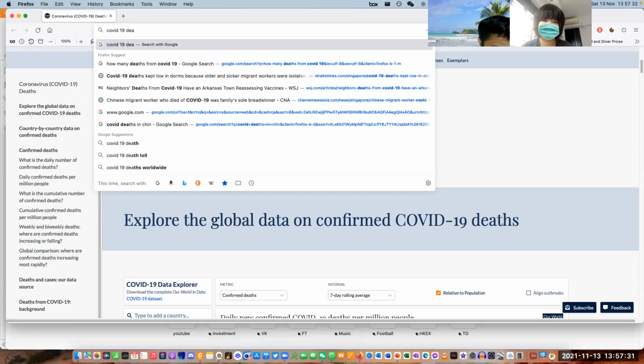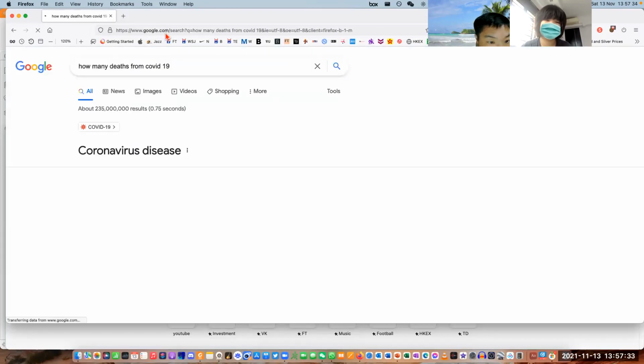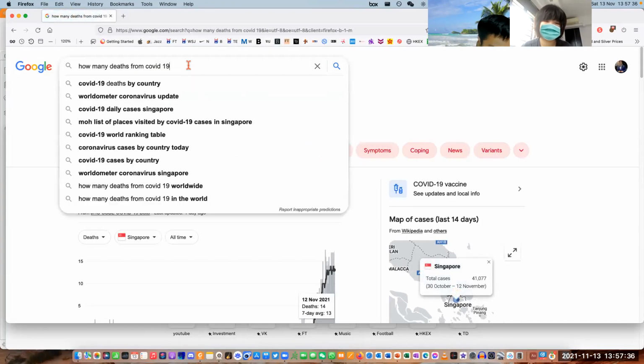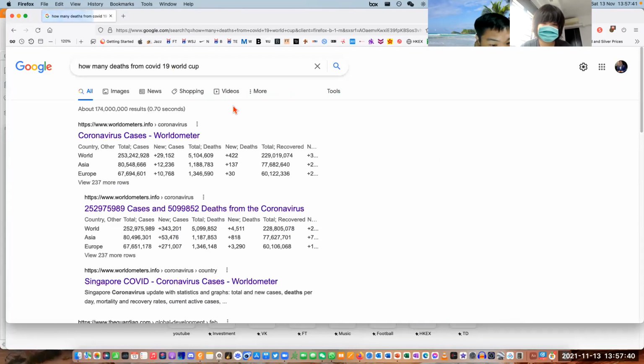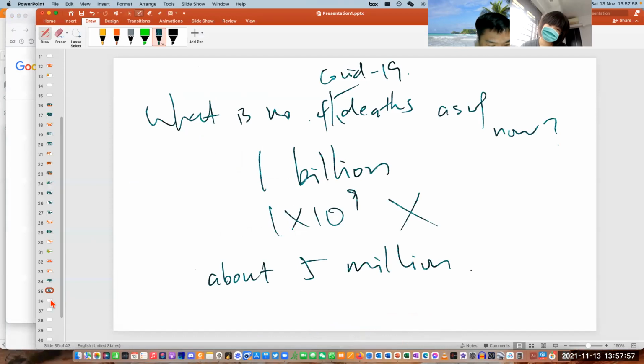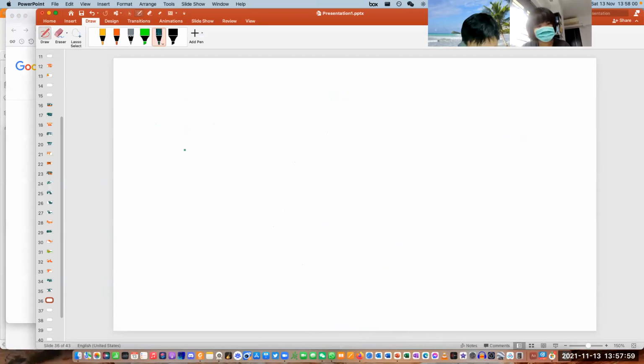COVID-19 deaths. So, do you know what happened at the Travis Scott concert? Yep, I read that. The actual world concert, right? Yeah, over here. Can you see? Total deaths is this number, about 5 million. You see, let me just get this number out. Then you will get an idea why you need to learn 2 decimal places or significant figures. This is the total number of deaths related to COVID-19 as of now.